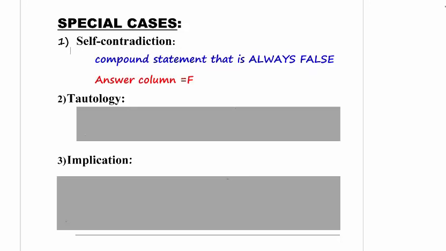Look at the word self-contradiction. You should automatically think that is a negative word. This is a compound statement that is always false. So self-contradiction is always false. What I mean by that is the answer column is false. It doesn't mean every step. It means if you look at the answer column, every single piece is false. That's called a self-contradiction, which means it can never give you a true answer. That should make sense.